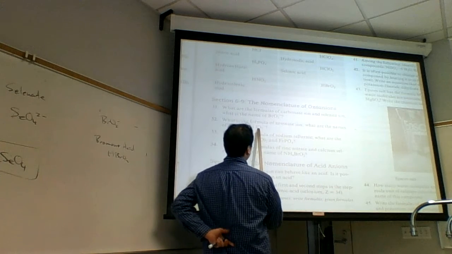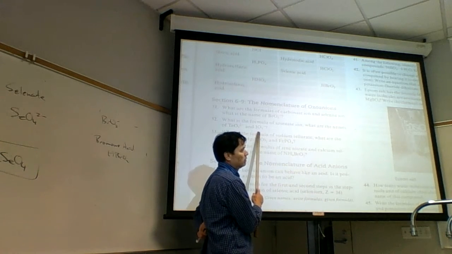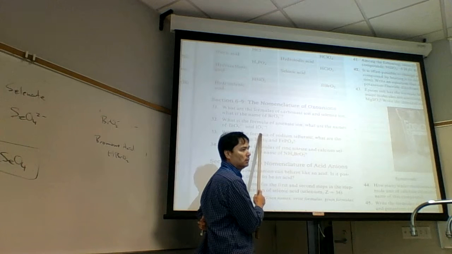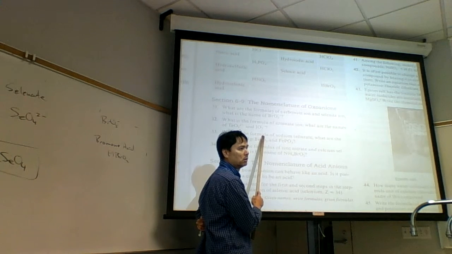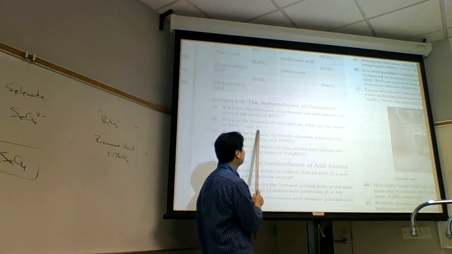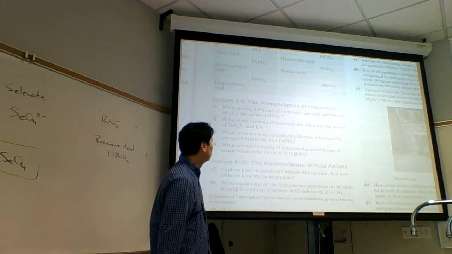IO3 minus. IO3 minus, that should be easier because this is just iodate. IO3 minus is iodate. 3 oxygen.